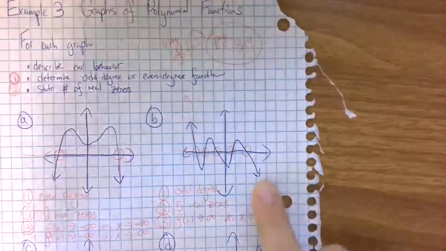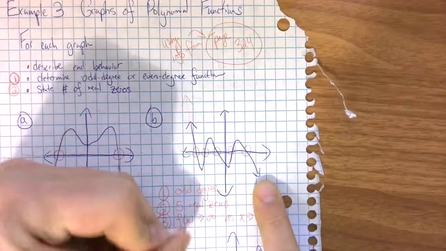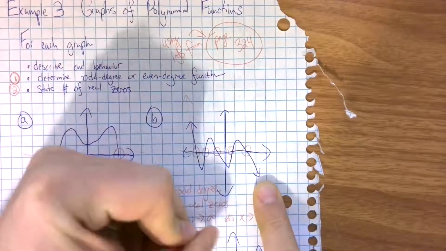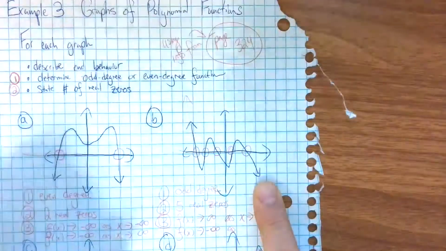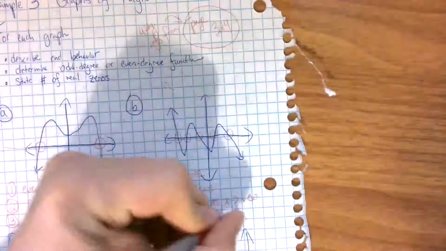And lastly, we can see here that the function is approaching negative infinity as we move out to the right here, or as x approaches positive infinity.